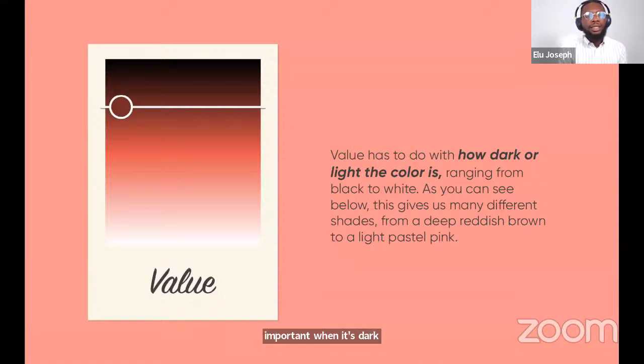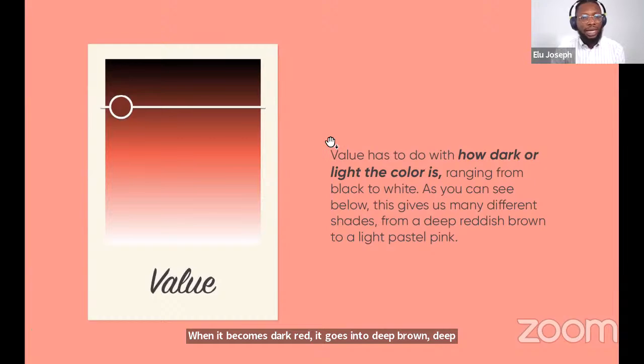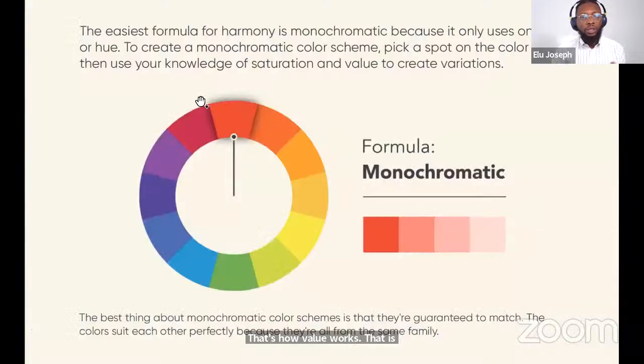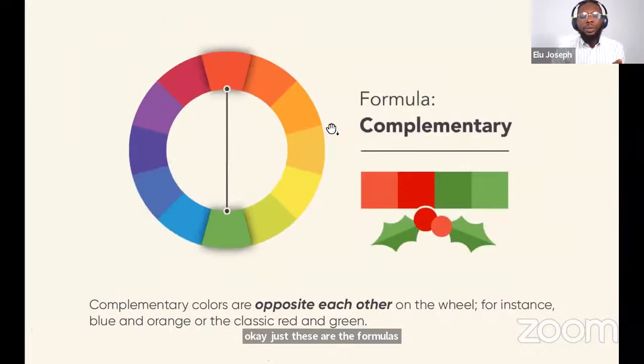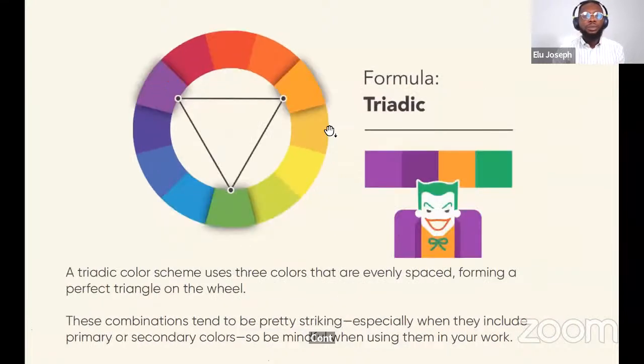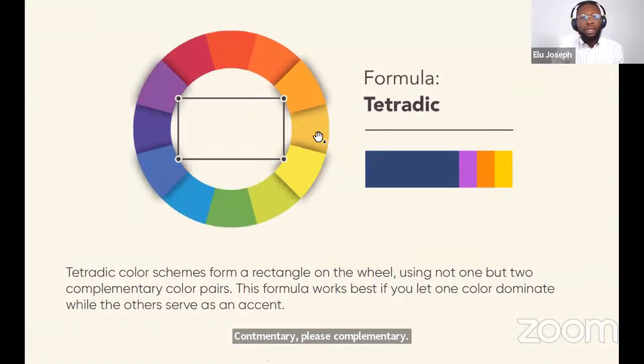When red becomes light, it becomes, did I say purple? Sorry, it becomes pink. When it becomes dark red, it goes into deep brown, deep reddish brown, or burgundy and the likes. That is how value works. That is how the formula works. These are the formulas: monochrome, analogous, complementary, split complementary, triadic, and tetradic. And I just showed you how you can draw the triangle on different sides. It doesn't have to be perfectly in the middle. Okay, I'm sure I've answered you, Peter.